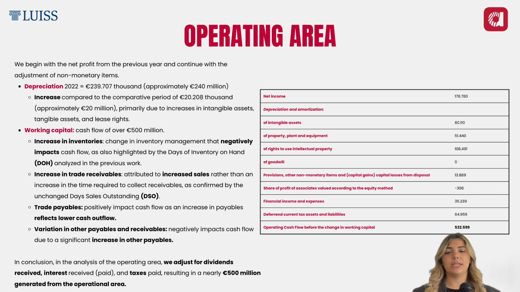Regarding trade payables, these positively impact our cash flow as an increase in payables reflects lower cash outflow. Finally, to conclude the analysis of working capital, we analyze the variation in other payables and receivables, which negatively impact cash flow due to the significant increase in other payables. In conclusion, for the operating area, we adjust for dividends received, interest received or paid, and taxes paid, resulting in nearly 500 million generated from the operational area.